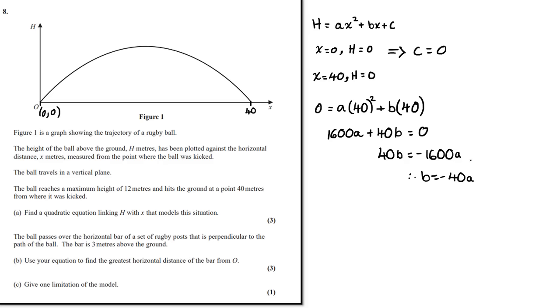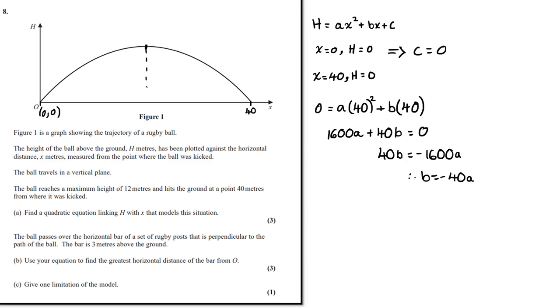Okay. What we can also see from the graph and the information we've been given is that the ball reaches a maximum height of 12 meters, which if we look at figure 1, the graph, we can see must be roughly this point here. This is our maximum point.